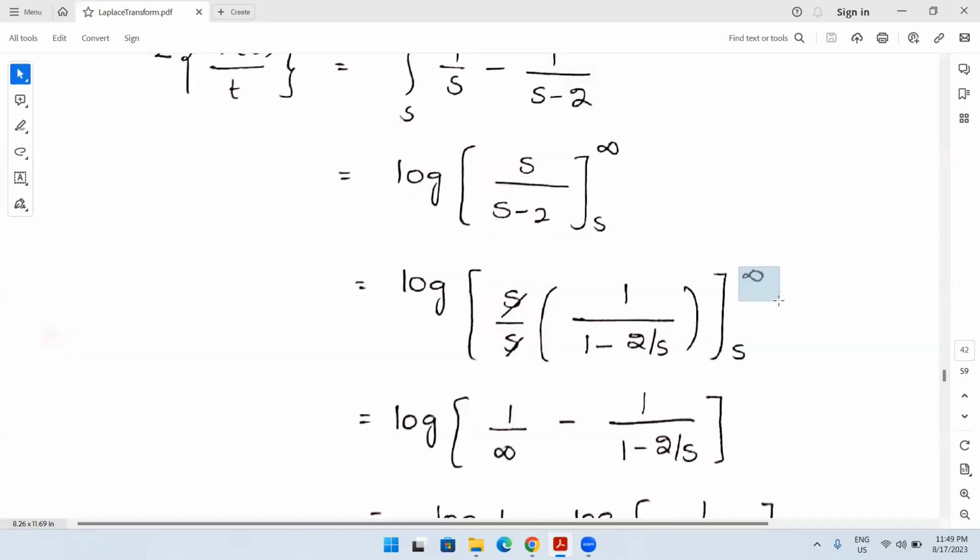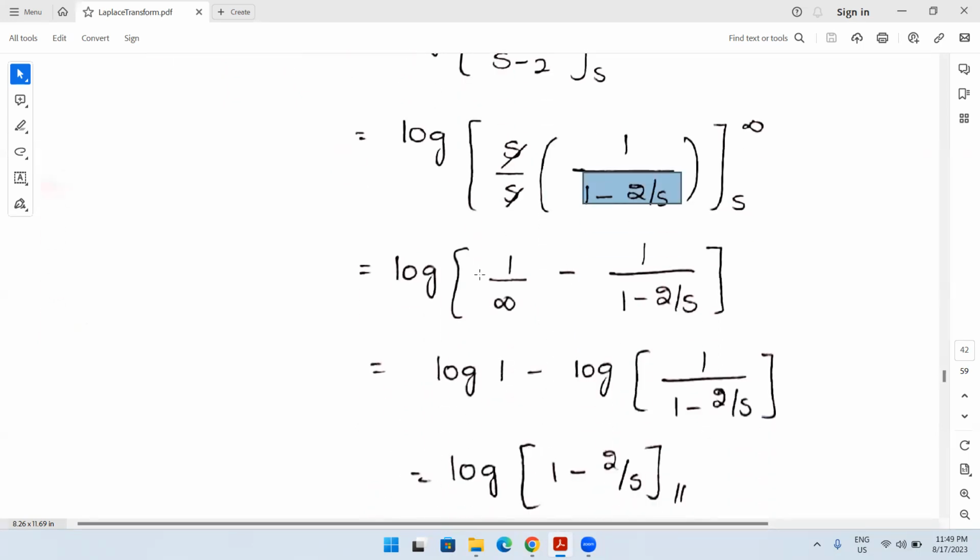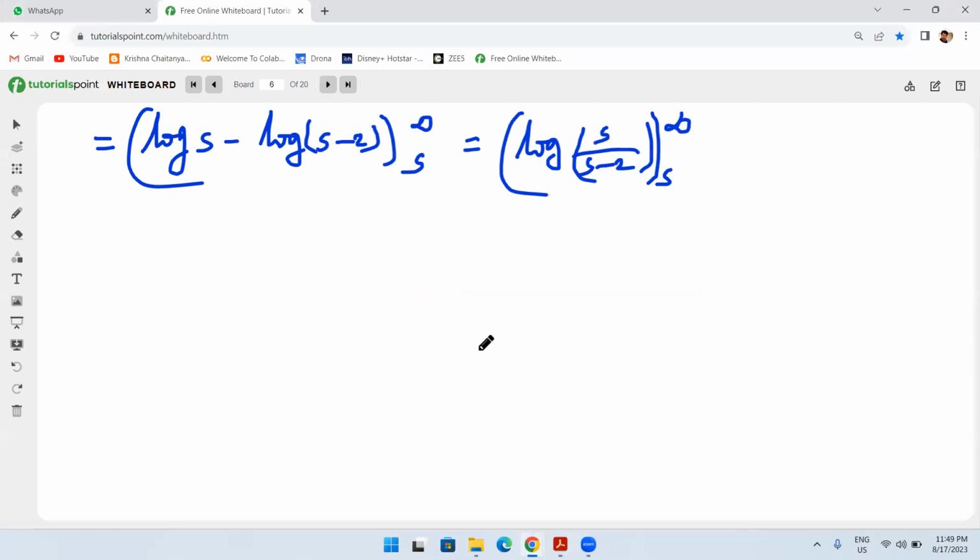Now if I substitute infinity here, we won't get any problem because 2 by infinity is 0. So 1 by 1 minus 0 is 1, and log 1 is 0. Here something is missing, it's not correct actually. Anyway, we get it. And the lower term, if we substitute, we get it as it is. So here I'll write it, it's missing actually.